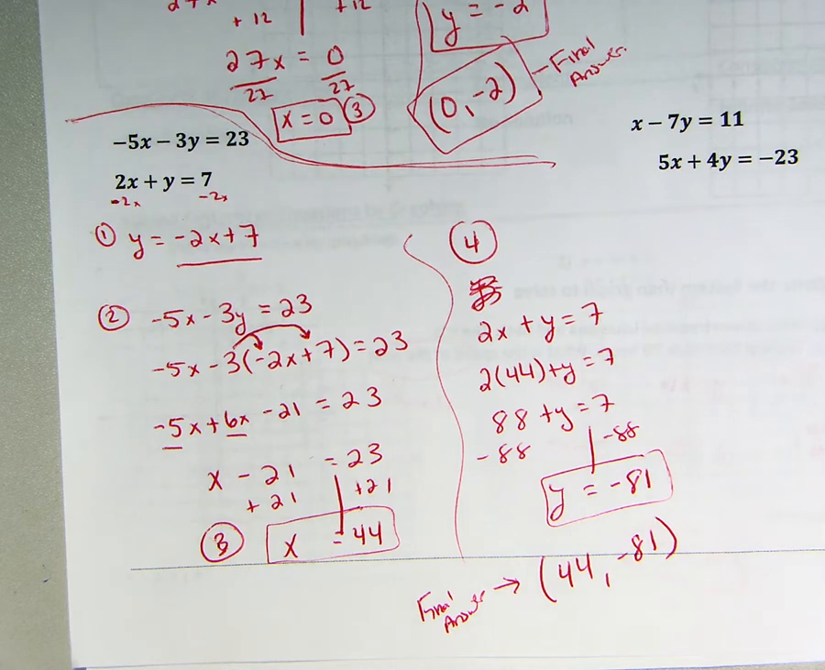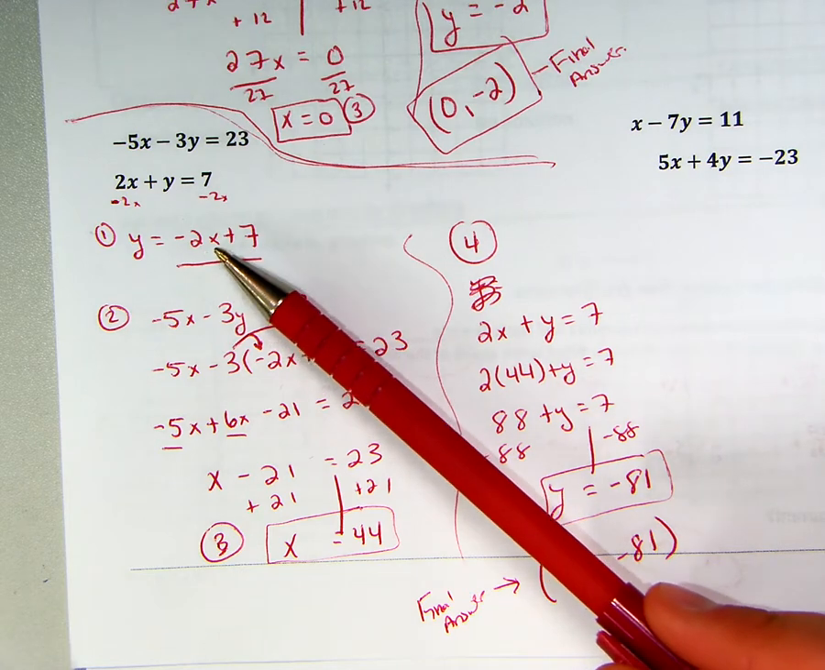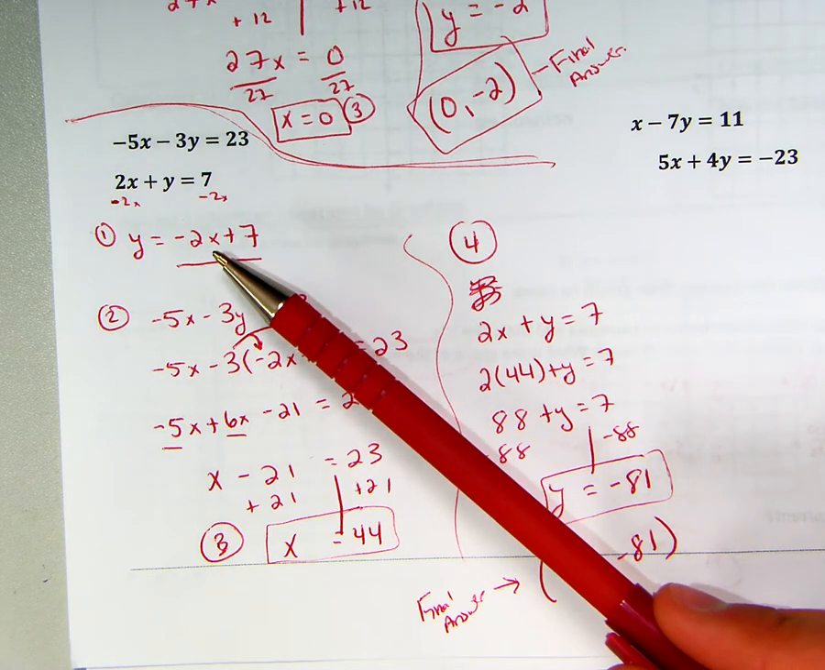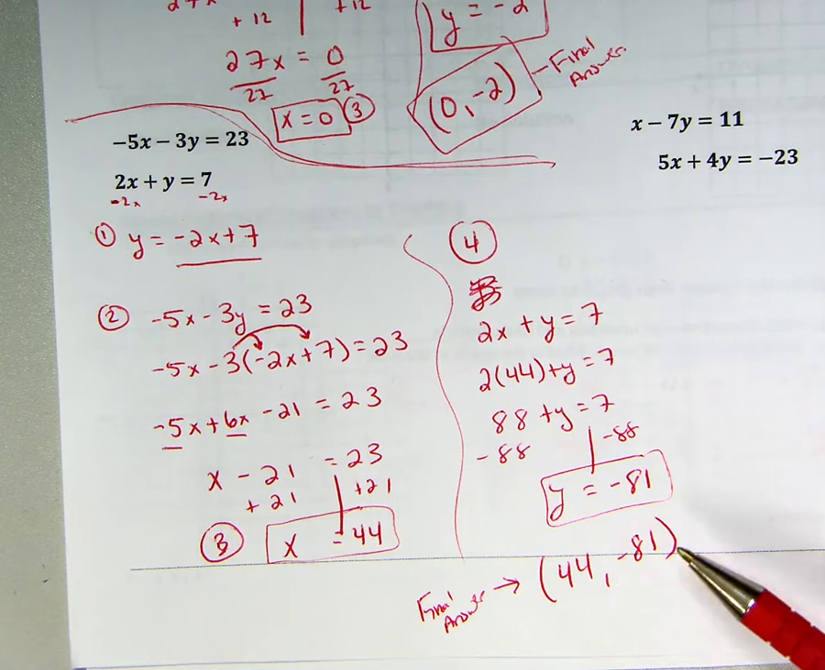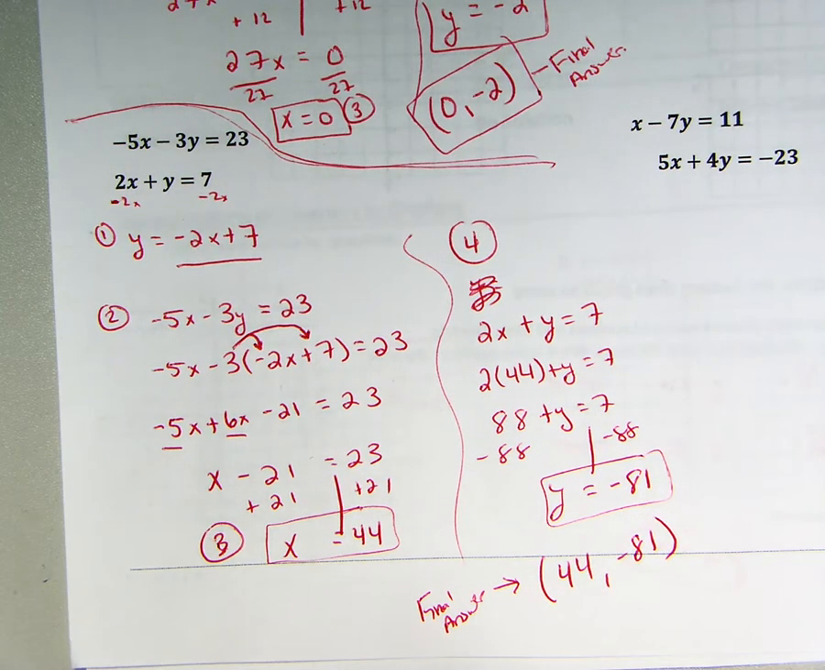Take a look at that for right now. Just catch up if you need to. Notice if you would just plug 44 into here, you get negative 2 times 44 is negative 88, plus 7 is negative 81. And you would see the same effect here. All right. Again, just a reminder from yesterday, if you get 2 parallel lines, it's no solution. If you get the same line, it's infinite solutions.